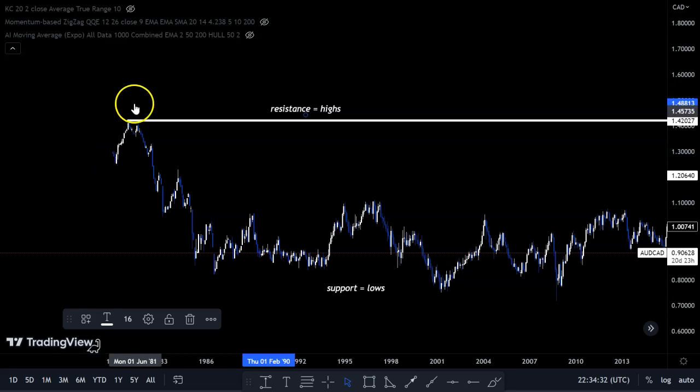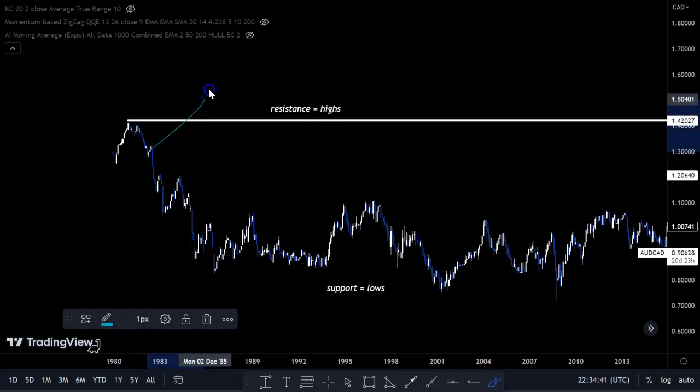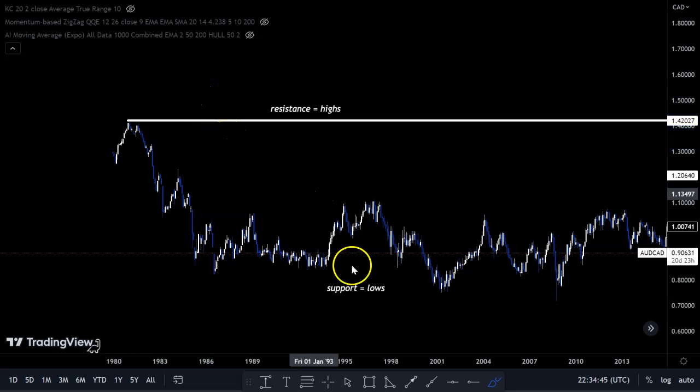Every high that has been created in the market will keep the market going down until there is a break. Break, I mean when price crosses over it. That is the break. And then every low forms a support until there is a break.